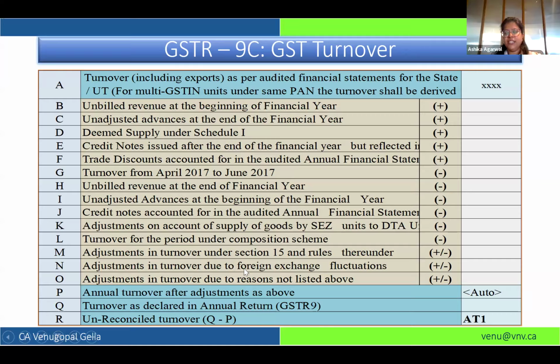5N is forex exchange; if anybody is into export, then only it will come. If you notice, while finalizing our audited financials, we recognize forex gain or loss. That is what is to be reported in 5N.